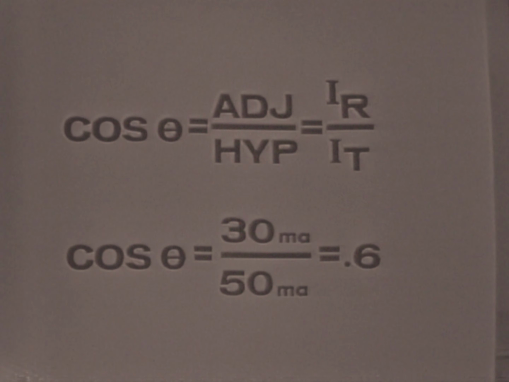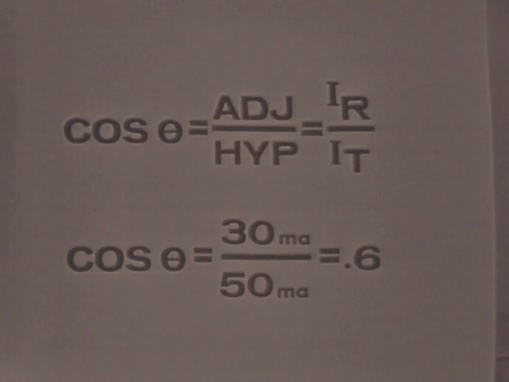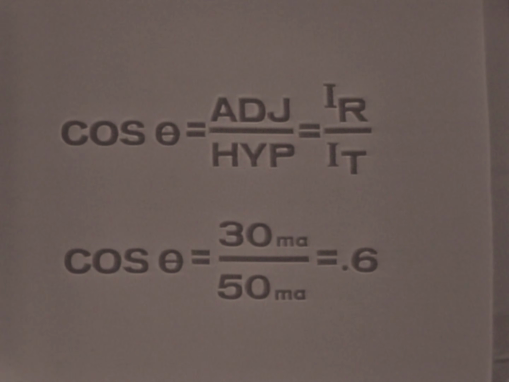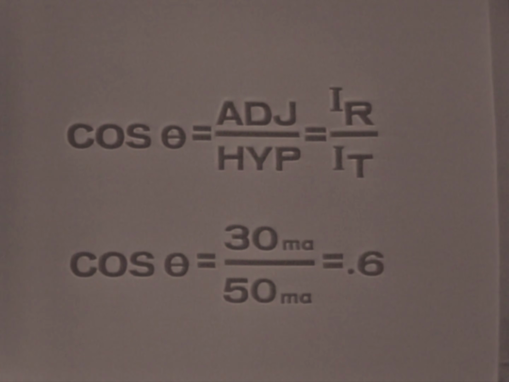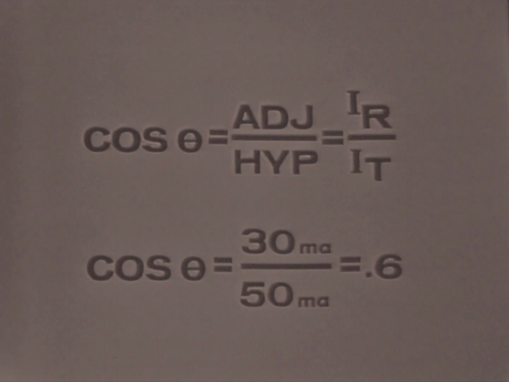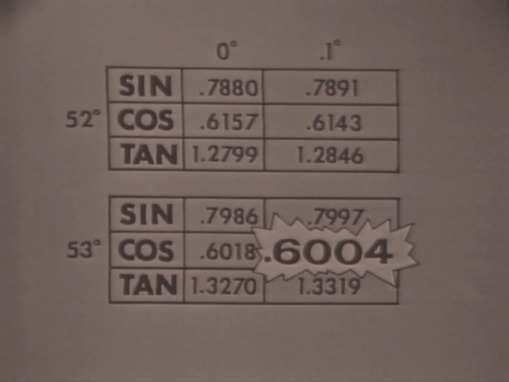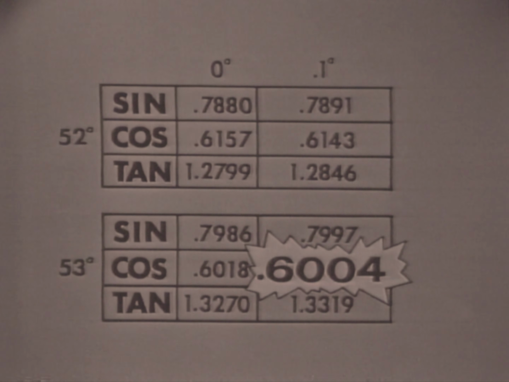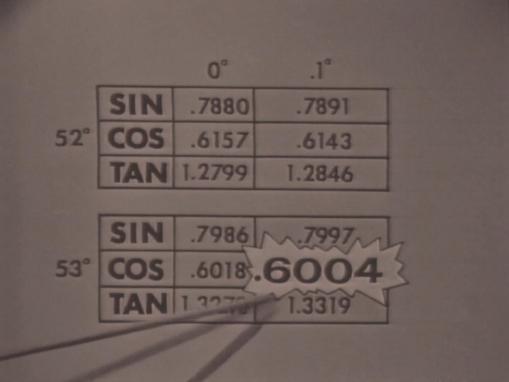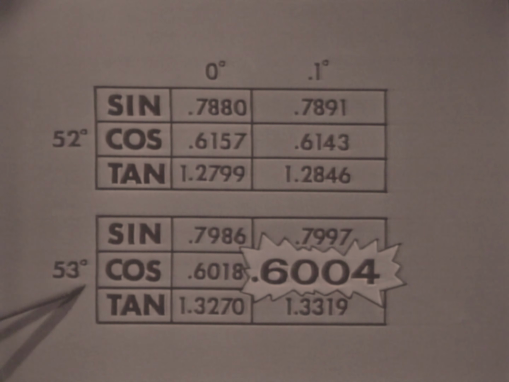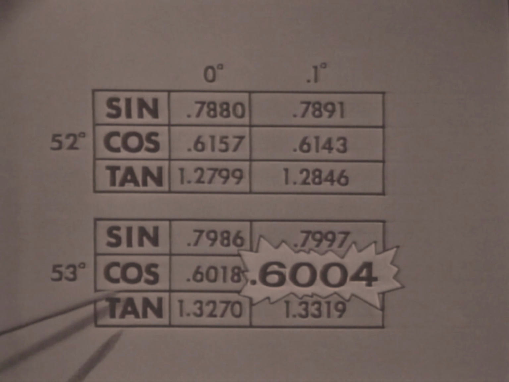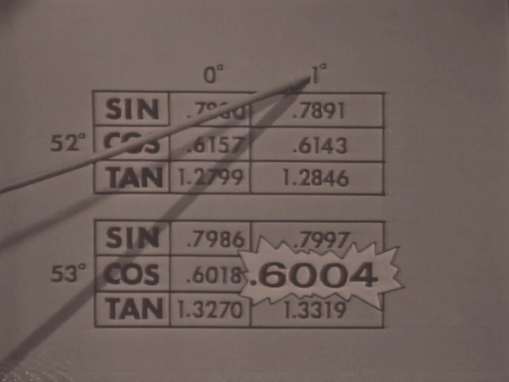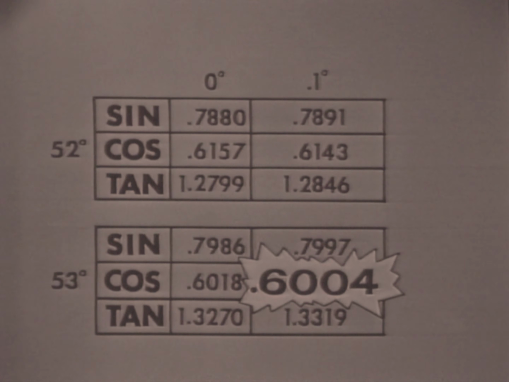Now, the only way that the cosine 0.6 will give us angle theta is in the trig tables. And we know the approximate phase angle is 53 degrees. So we'll go to the trig tables and find the cosine nearest 0.6, which is 0.6004, and we see that the angle is 53.1 degrees. The procedure is very simple and very accurate.